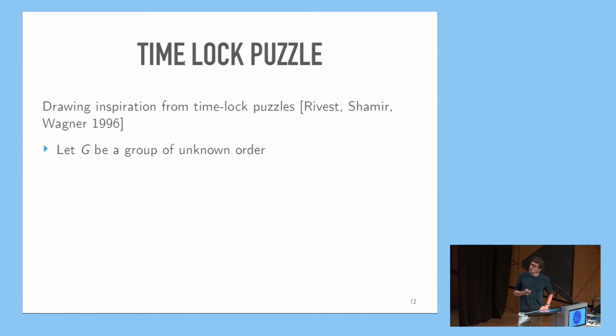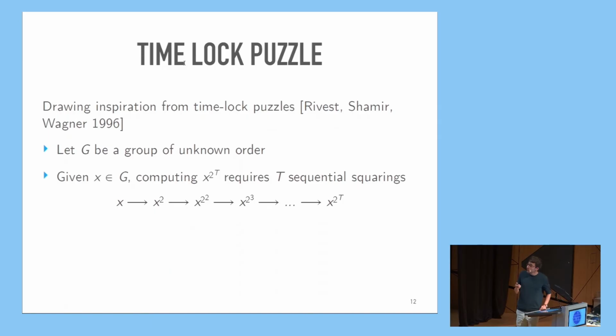The idea here is to fix a group G of unknown order. Think about an RSA group, for instance, Z mod NZ star, where N is a product of two large prime numbers. If you don't know the factorization, then you don't know the order of the group. Now, you're given an element x in this group, and if you want to compute x to the power 2 to the power t, you can do it by squaring it t times sequentially.